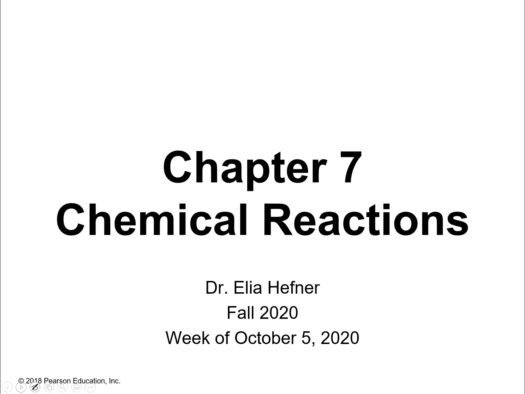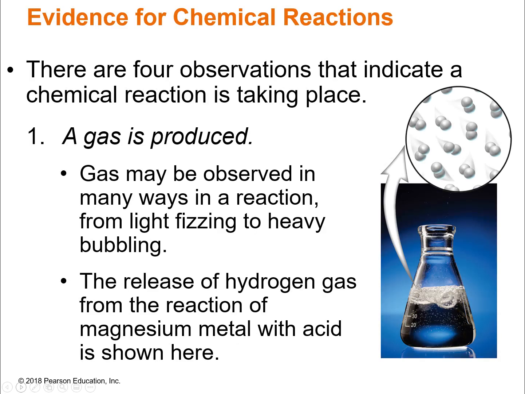So chapter 7. The first thing we're going to start with is evidence for chemical reactions. There are 4 different types of evidence or observations that will indicate a chemical reaction is taking place. You do not need to observe all 4. You just need one.